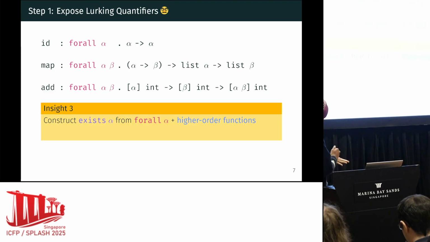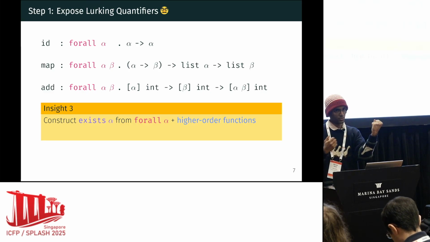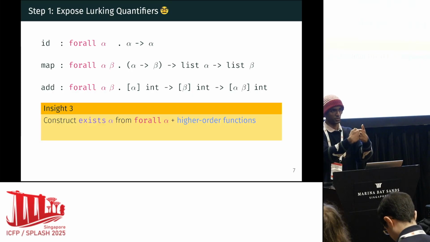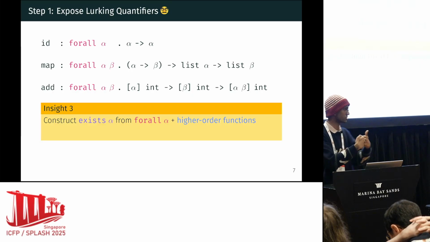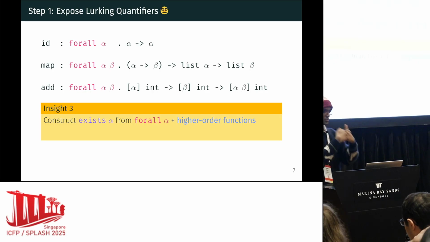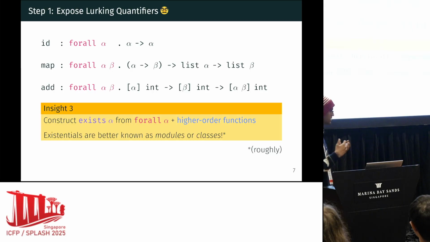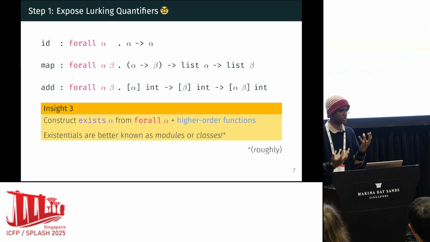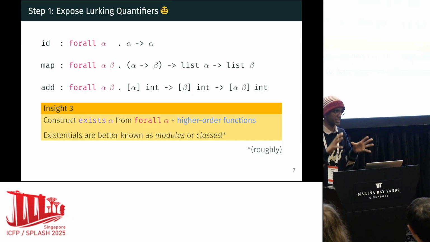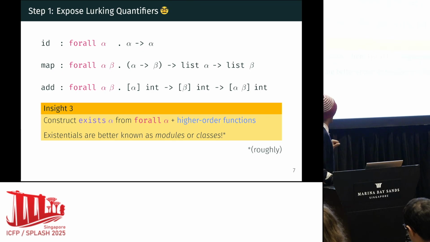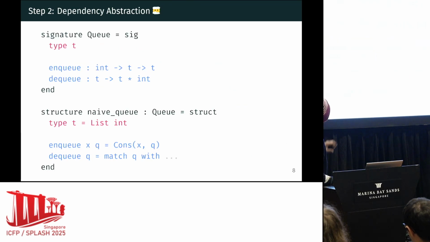So our third and final insight is to take universal quantifiers on higher order functions and smash them together using the Girard encoding of existentials, which I won't explain, to get existentials. And the core insight here is that you've already sort of seen existentials in probably most languages you've used. They're roughly just modules or classes with a lot of asterisks, but like roughly. And so let's briefly review how modules work. So we've got this Q, which seems to be a popular data type here.